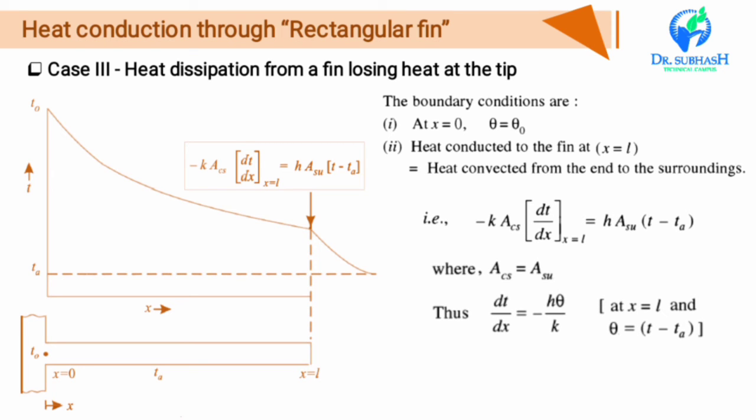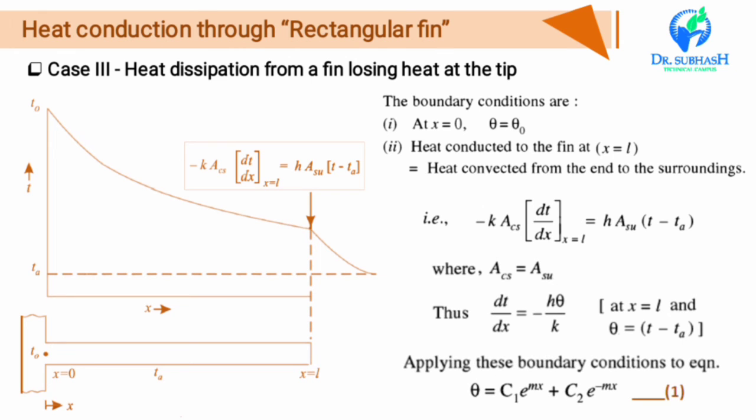Represent mathematically our second boundary condition, and that is minus K A into dT by dx when x is equal to L is equal to h A delta T. Here A cross-sectional, or we can say that cross sectional area, is equal to surface area. So thus dθ by dx is equal to minus h theta by K at x is equal to L, and theta is equal to T minus Ta.